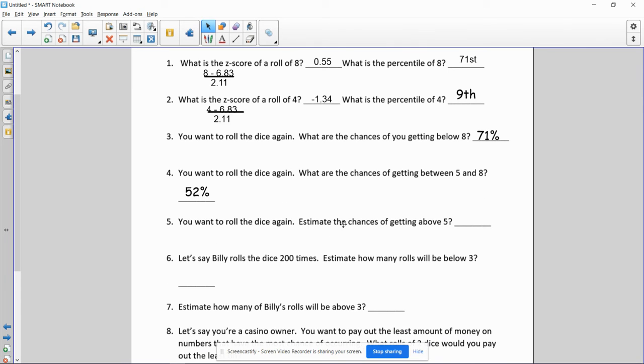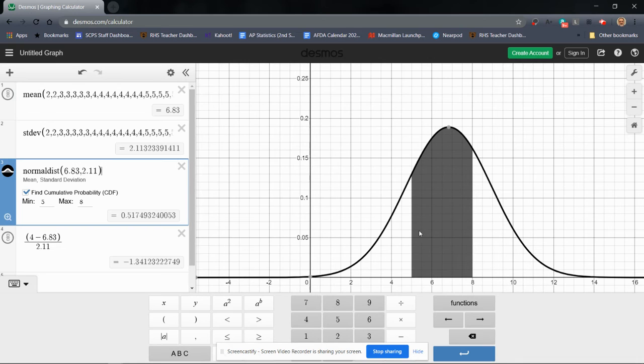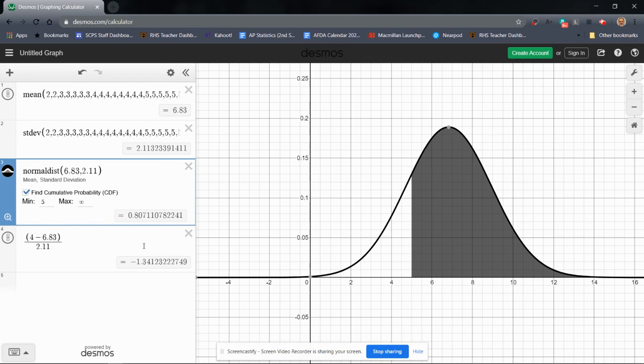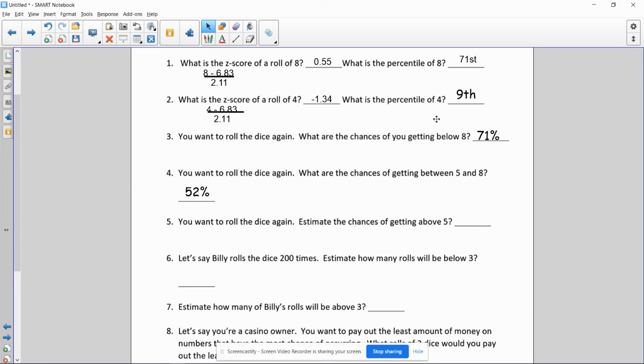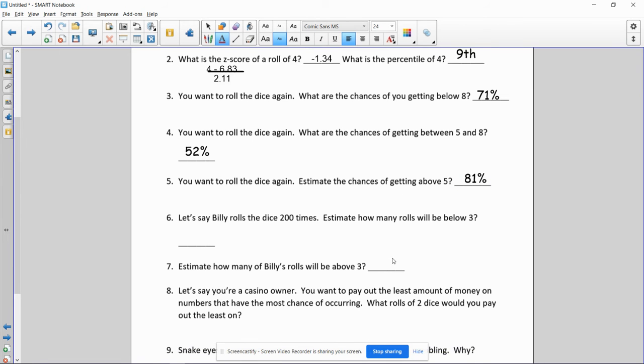You want to roll the dice again, estimate the chances of getting above 5. So we're going to change that 8 to just an infinity by leaving it blank. And the chances of getting above 5 are about 81%. So I can bank on getting above 5, 81% of the time when I roll the dice.